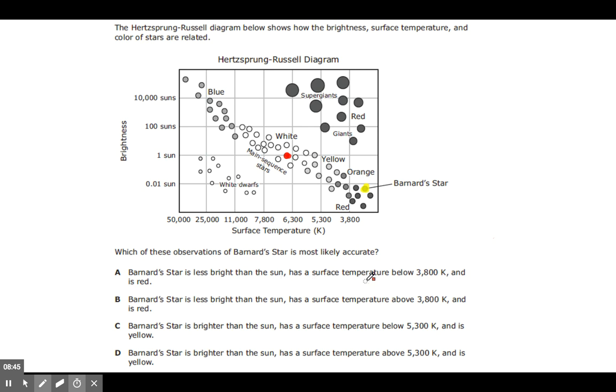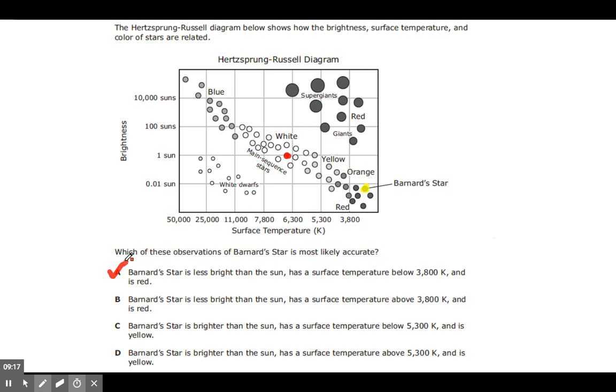It has a surface temperature below 3,800 Kelvin. Is that true? Well, here's 3,800 Kelvin. Barnard's star is to the right of that, which means that it is actually lower. So that is true. And is Barnard's star red? Well, it's in this section right here, showing that it is red. So A is actually accurate, but let's check the others.